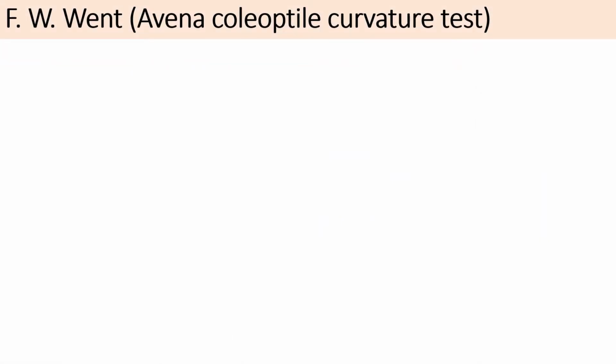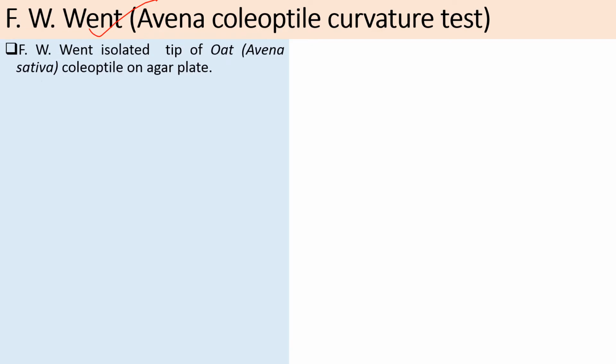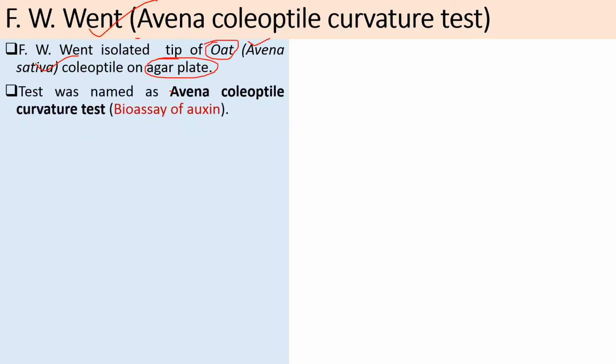So FW Went was a scientist जिन्होंने एक एक्सपेरिमेंट किया जिसका नाम है Avena coleoptile curvature test. This is also known as the bioassay for Auxin. So FW Went isolated tip of oat. Oat is a member of family Poaceae, commonly known as Avena, botanical name is Avena sativa, and put that coleoptile on agar plate. So test was named as Avena coleoptile curvature test. It is also known as bioassay of Auxin. Bioassay means to know the power of any chemical substance produced by a living organism.